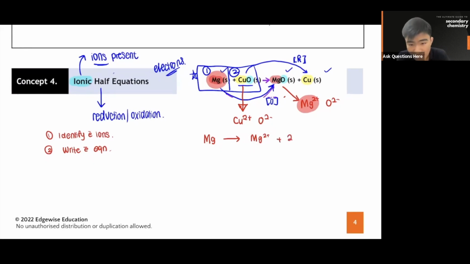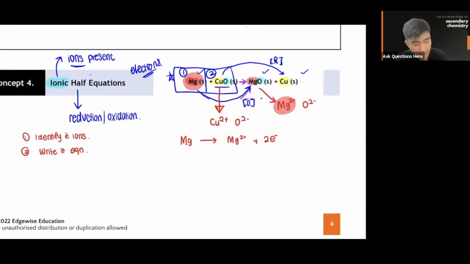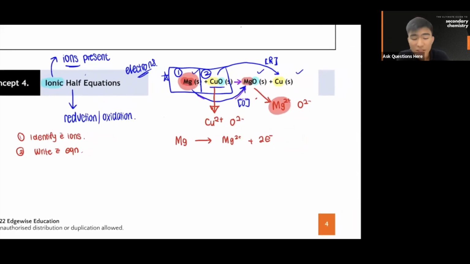So I put a plus here. Why is that so? Because originally there was electron. Now I kick away the electron. So the electron has exited the magnesium, right? So if I have 2 plus here, I must have 2 electrons to balance out because electron is negative. So this over here is what we call the ionic half equation. This is the first one. There are 2 ionic half equations here. Maybe I'll label it as A and B. Okay, this is equation A.